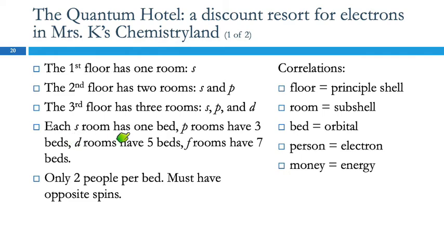The s room has 1 bed. The p rooms all have 3 beds. The d rooms have 5 beds. The f rooms have 7. That's 1, 3, 5, 7, and that has to do with how those quantum numbers are. Only 2 people per bed, and they must have opposite spins. What does that mean?